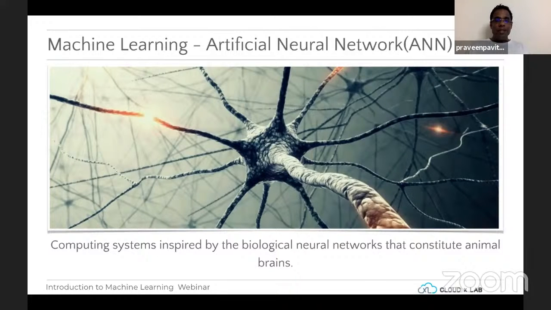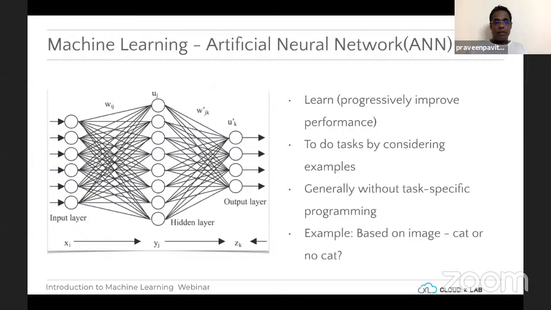Now we'll talk about the next type, which is called artificial neural networks. So what are artificial neural networks? These are computation systems inspired by biological or animal brains. The way it happened is people studied how brains were put together, and they tried to build similar things in programs, in software.